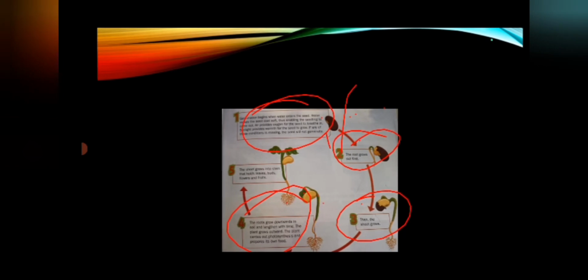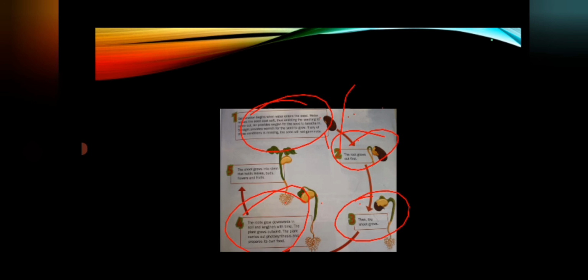So that's all about today's video. In this video we have seen the structure of the seed, then how the germination process takes place, what monocotyledons are, what dicotyledons are, and I have shown you the difference between monocotyledons and dicotyledons, and I have shown some examples for monocotyledons and dicotyledons.